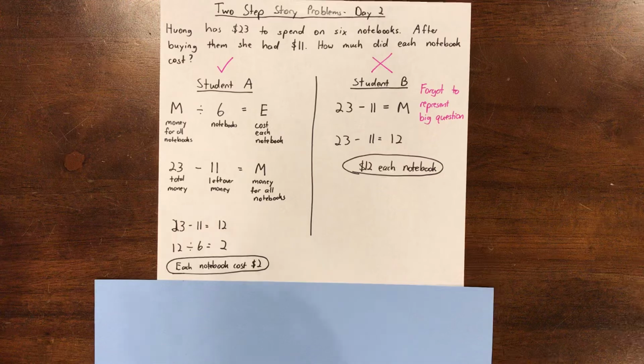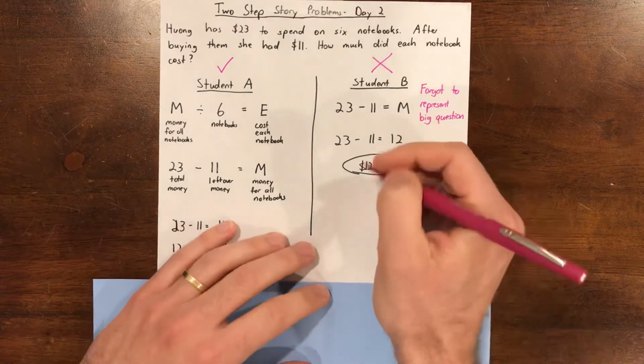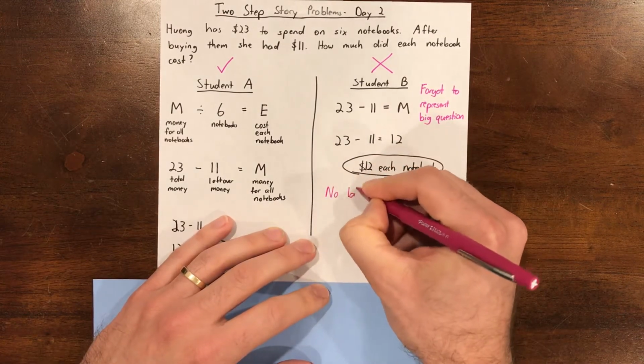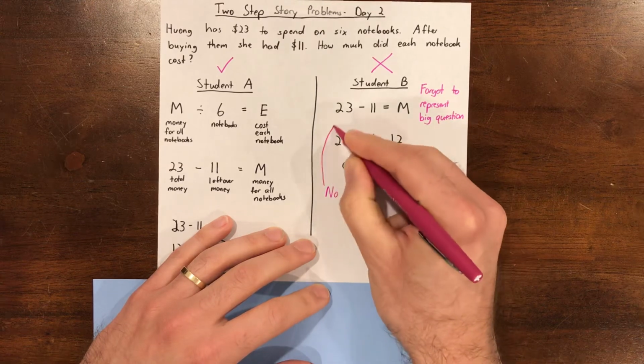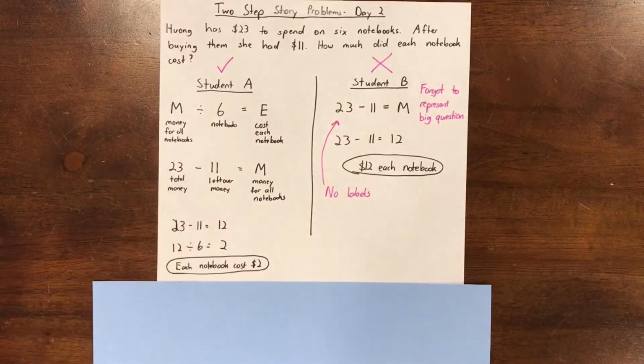What other mistake did they make? Think about the representation itself. Say it out loud. Yeah, there's no labels, are there? Now, why do labels matter in our representations? Say it out loud. Yeah, labels are really important, aren't they? They help us keep track of what each part of our representation means and how it relates to the story.